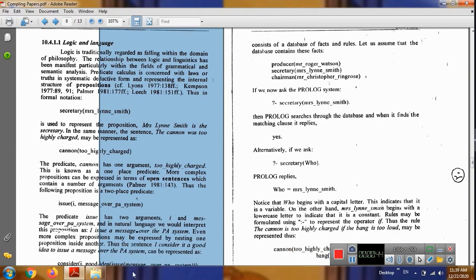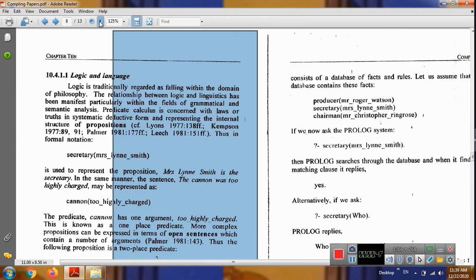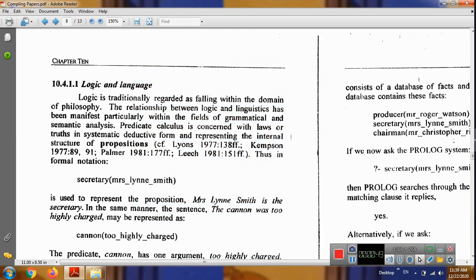Logic and language. Here we want to be familiar with these terms. Logic is traditionally regarded as falling within the domain of philosophy. The relationship between logic and linguistics has been manifest particularly within the field of grammatical and semantic analysis. Predicate calculus is concerned with laws or truths in systematic deductive form and representing the internal structure of propositions.